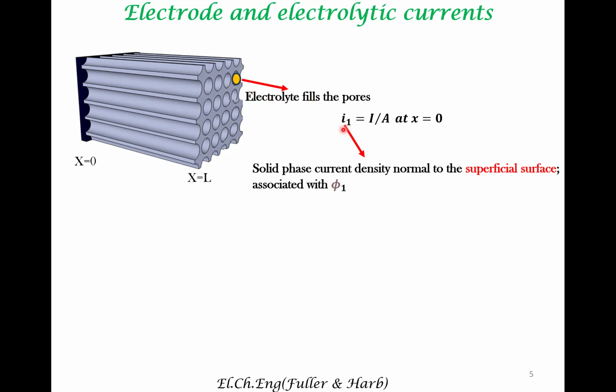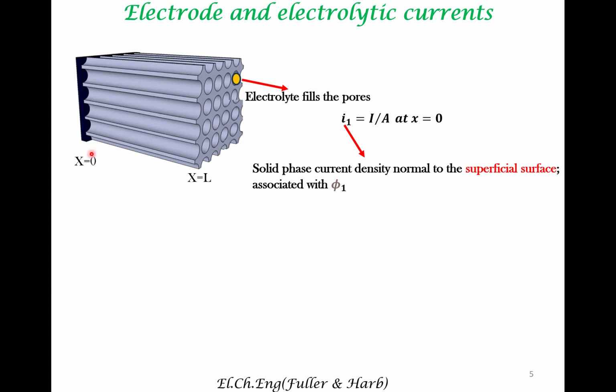and then we are going to specify two current densities. So here I1 refers to current in the solid phase, which is an electronic conductor. So this current density is specified with respect to the superficial surface, which we specified in the previous slide. So at x equal to 0, that is at this cross section, the current density in the solid phase is equal to the overall current density divided by the superficial surface area. So this is true only at x equal to 0.